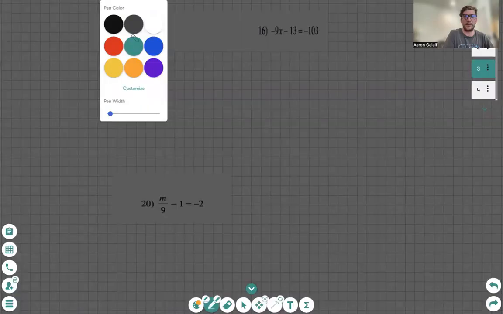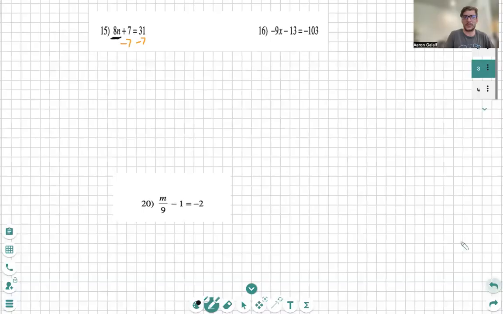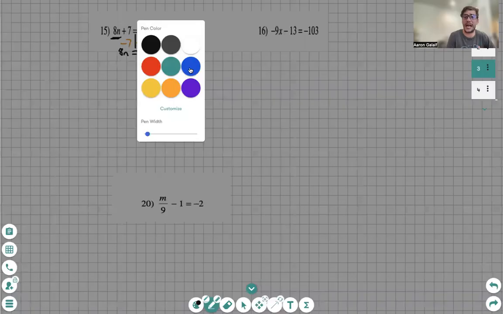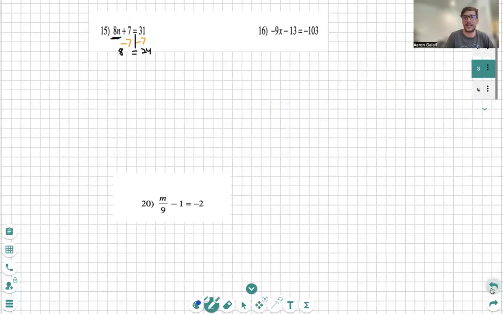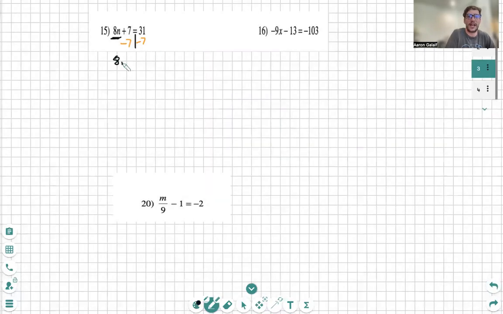We'll draw a little line to separate. Then we rewrite. 31 minus 7 is 24. 8n brought down is 8n. Now, when we're here, we still don't have n completely by itself. Let me write this a little bigger. We still don't have n completely by itself.